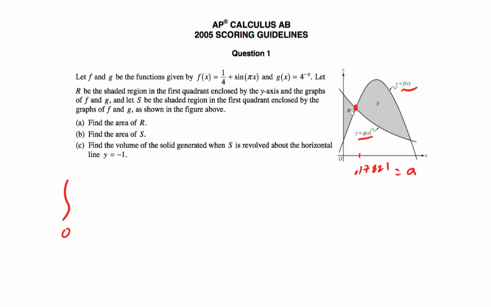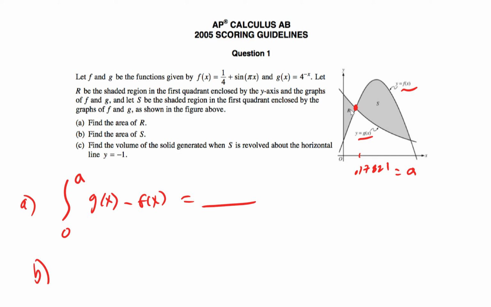So we're gonna integrate from 0 to a. And just r, the top is g. So I'm going to put g of x minus f of x. Again, we're just finding r. So there's a. Again, put in your calculator, get an answer, but that's the idea.